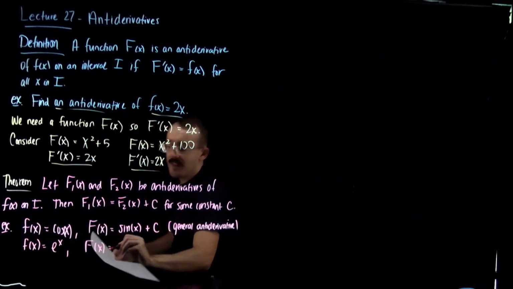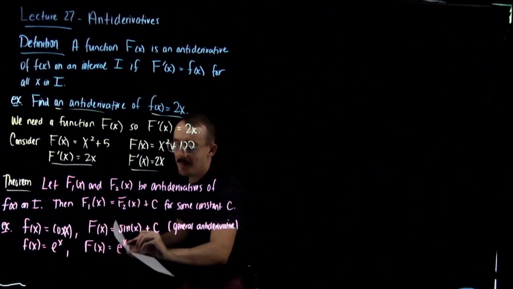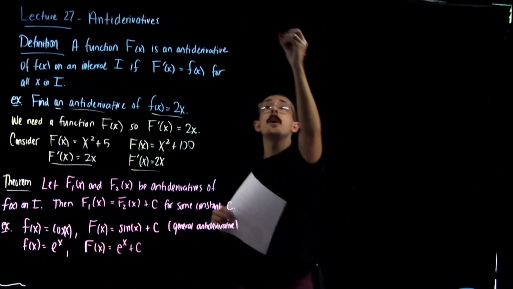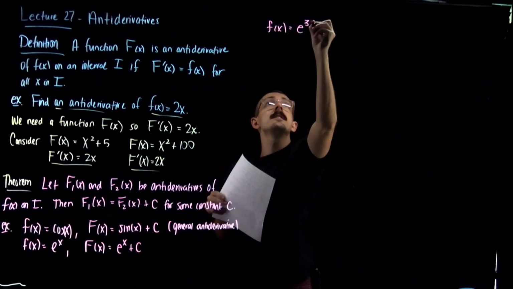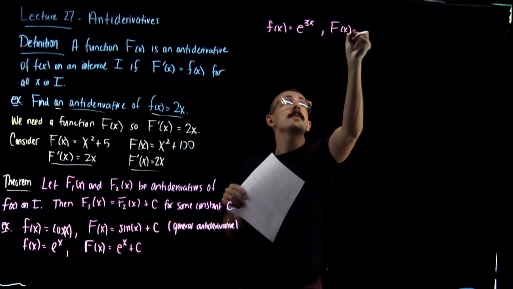Well, the derivative of e to the x is e to the x, so the antiderivative of e to the x is also e to the x. So to go backwards, we just do e to the x. But remember, we just have that plus c there as well. What about if I introduced a constant up there in the power? Then what is the antiderivative?